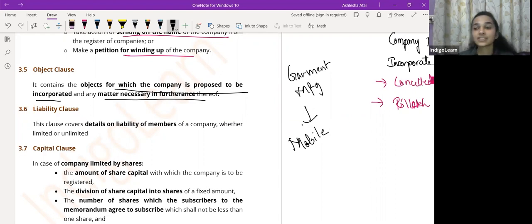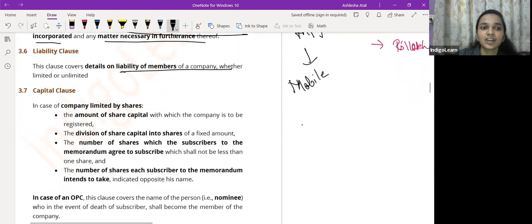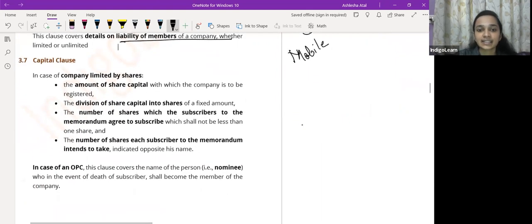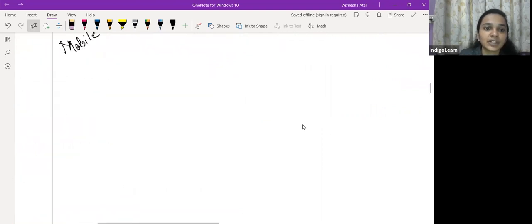Okay. The next clause is the liability clause. So liability clause name itself suggests क्या बताएगा? Details of the liability of members. Limited है, unlimited है, क्या है? Depending on the type of company. उसके बाद में आता है capital clause. Capital clause basically states different things. सबसे पहले तो it will state the authorized capital of the company.